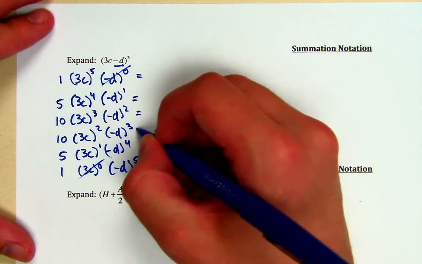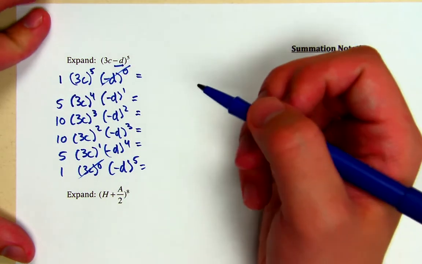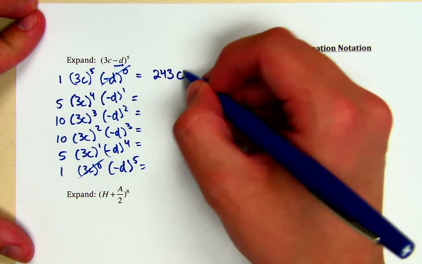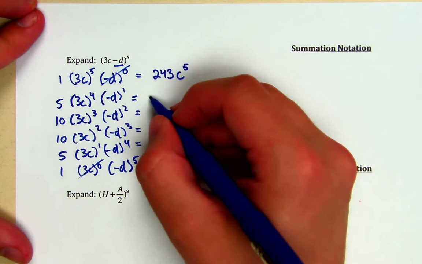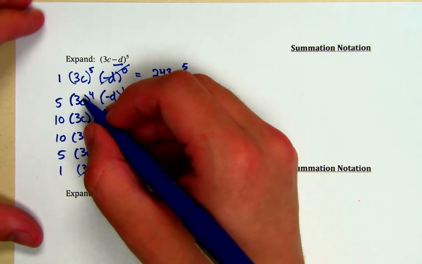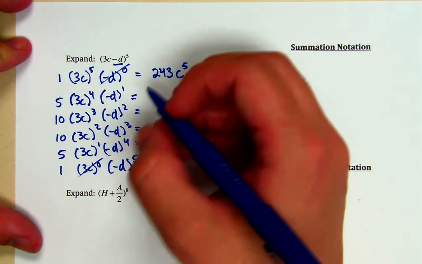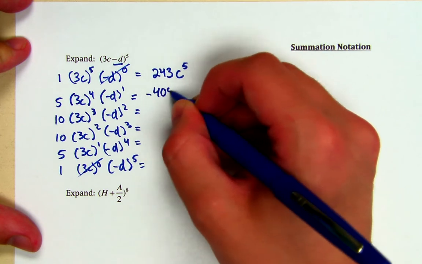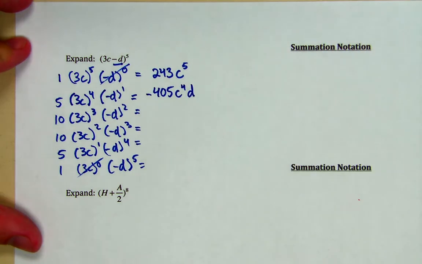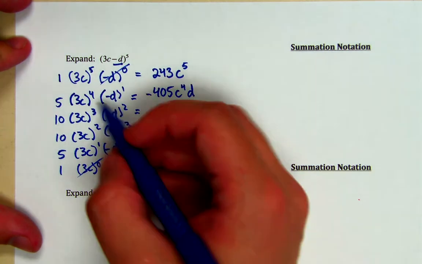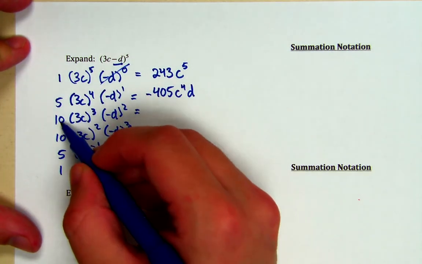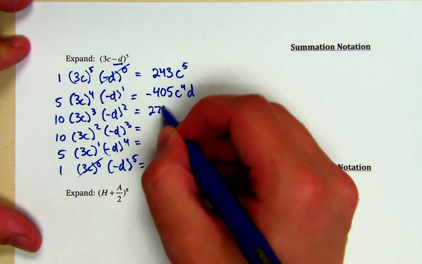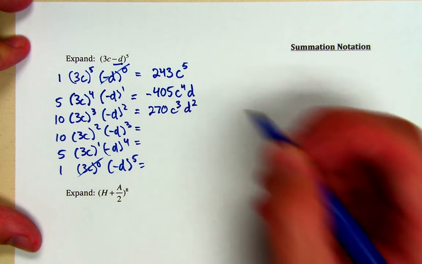So let's go ahead and multiply these out. Well, 3 to the 5th is 243 times 1, so that's just 243 c to the 5th, and d is not there. Alright, 5, 3 to the 4th, well, that's 81 times 5, though, so 405, and then it's negative 405 c to the 4th, d, first power. You don't have to write it, though. 27 times 10 is going to be 270. Negative is going to be going away because it's squared, so this is 270 c to the 3rd, d squared now.